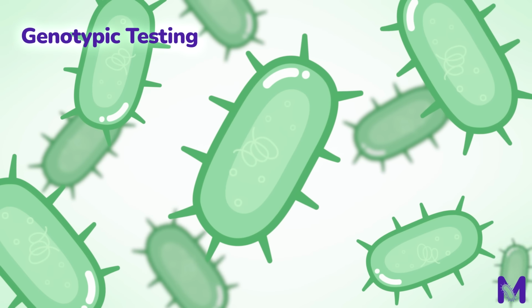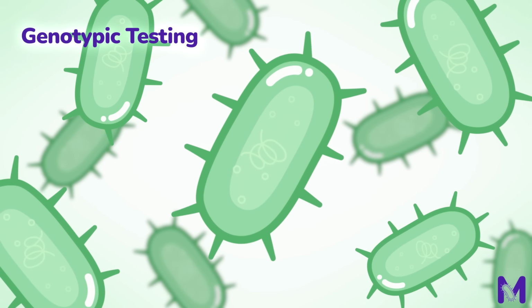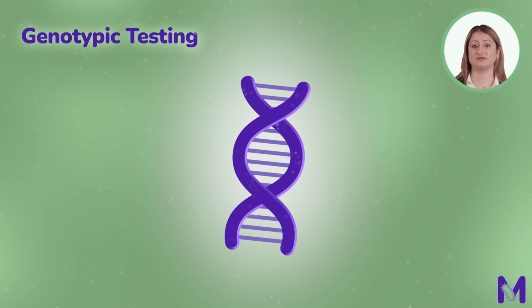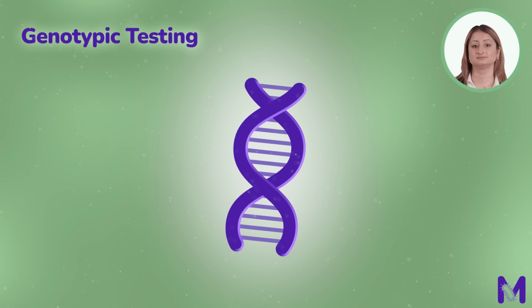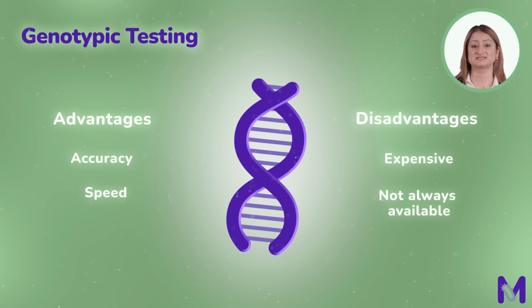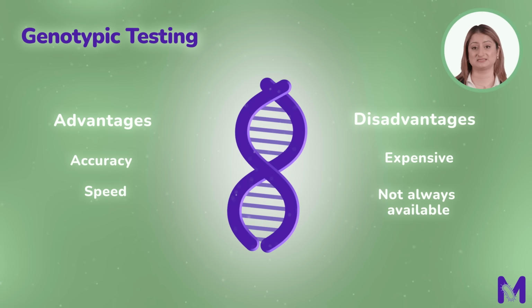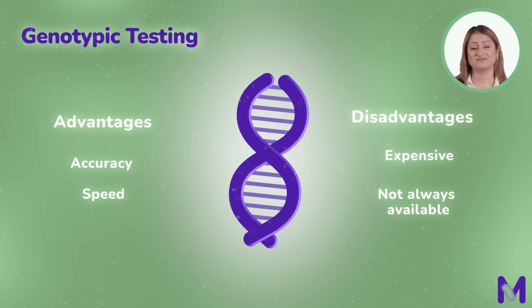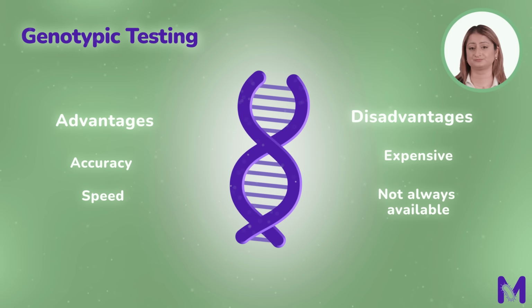Next, we are going to discuss genotypic testing. Genotypic testing involves studying the genetics of the bacteria to help identify it. It has several advantages, including accuracy and speed. However, it can be expensive and may not be available in all laboratories.